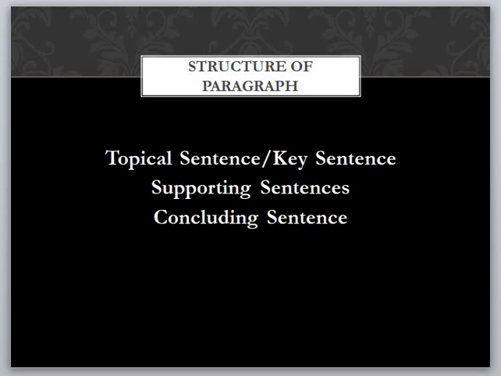Well, that is all about paragraph writing. So in today's class, we have discussed paragraph writing: what a paragraph is, what the important components of writing a paragraph are, and what the structure of a paragraph is. I hope all these points are pretty clear in your mind, and now you can write an effective paragraph.